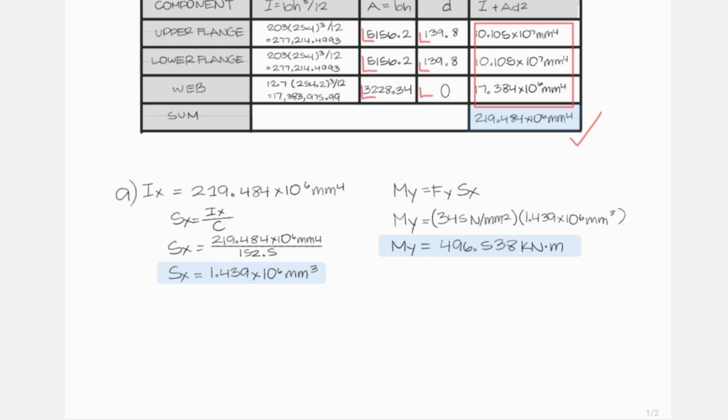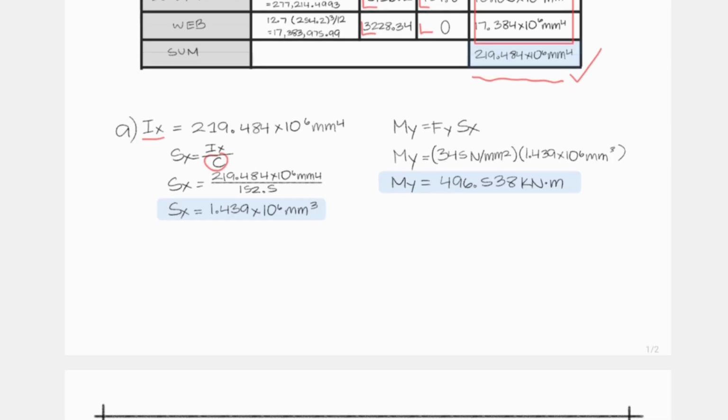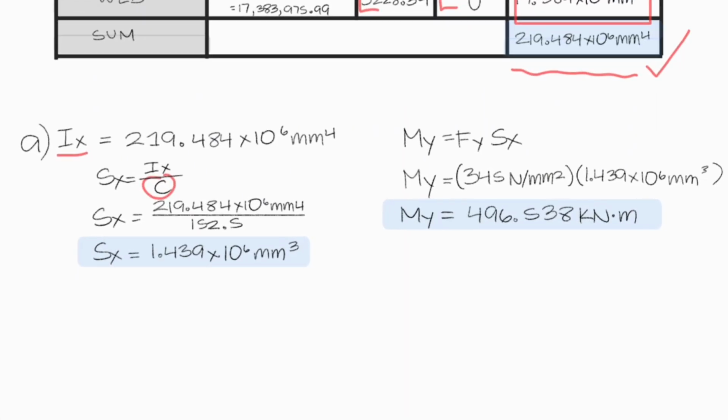So now we can finally get the elastic section modulus by taking the moment of inertia, dividing it by C. C is the distance of the top of the beam towards the neutral axis, so half of 305 millimeters is going to result in 152.5. Divide the moment of inertia by that distance, and we will finally get the elastic section modulus.